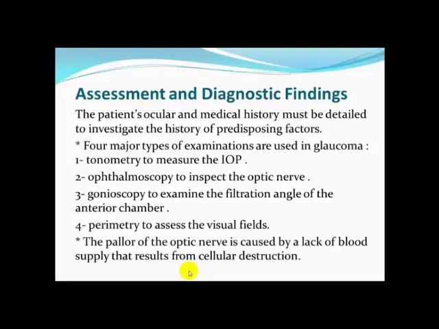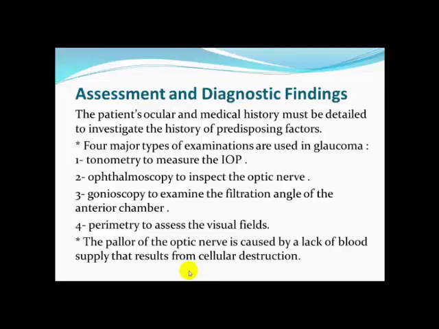4 major types of examination are used in glaucoma. Number 1. Tonometry to measure the intraocular pressure, يقيس لنا ضغط داخل العين. Number 2. Ophthalmoscopy اللي ذكرناه سابقا to inspect the optic nerve. Number 3. Gonioscopy to examine the filtration angle of anterior chamber. Number 4. Perimetry to assess the visual field.